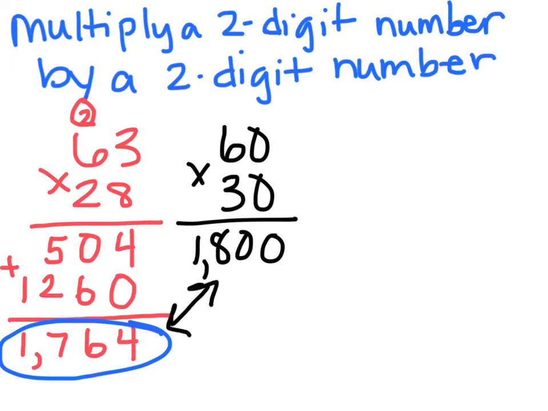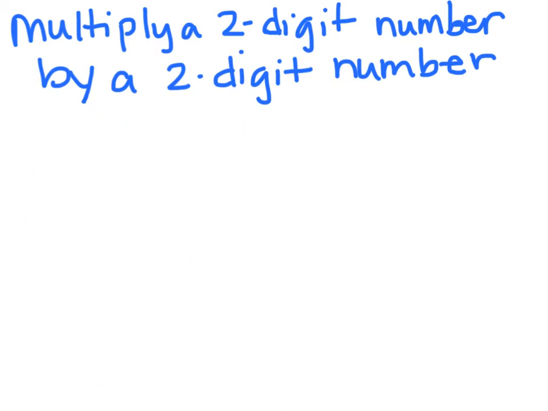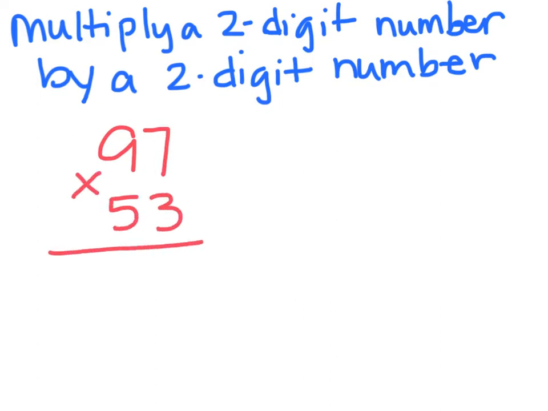So is our answer of 1,764 reasonable? Sure is. You can be pretty confident if they're that close that your answer is reasonable and you've done your multiplication correctly. Let's try another problem. Now let's multiply 97 times 53. I'll walk you through this step by step once again.